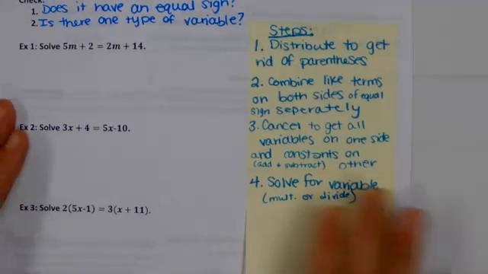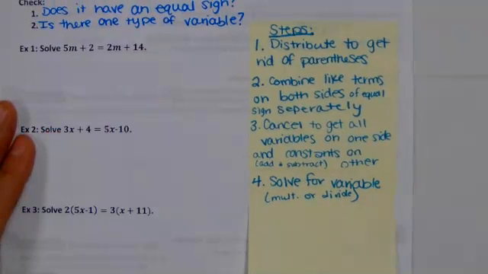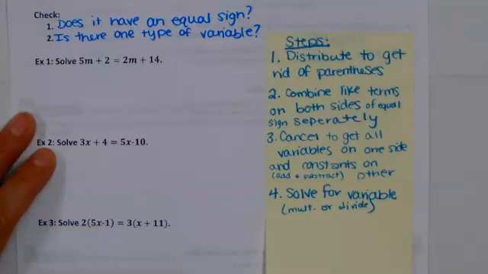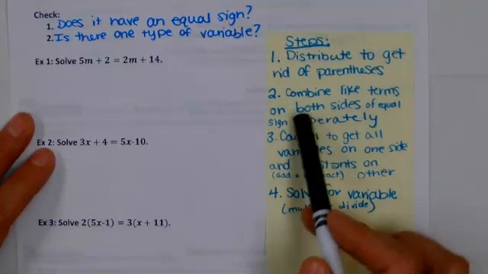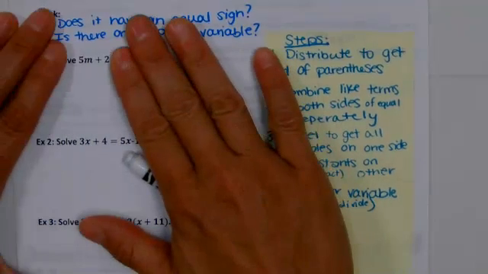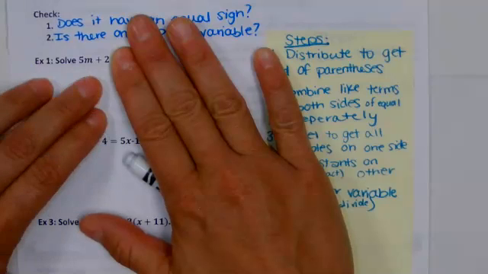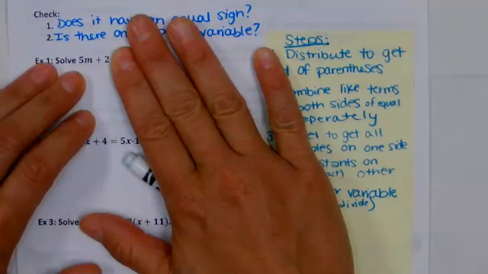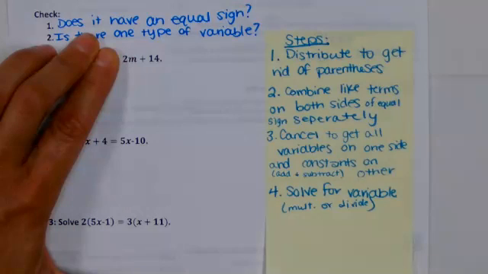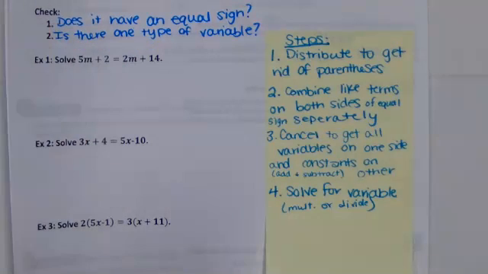So the most basic is example 1. I've used this example. Solve 5m plus 2 equals 2m plus 4. Okay, no parentheses, so I can move on to step 2. Combine like terms on either side. Well, the left side has 5m plus 2. There aren't any like terms there, and there's not any like terms on the right side either. So we get to move on to step 3 already.